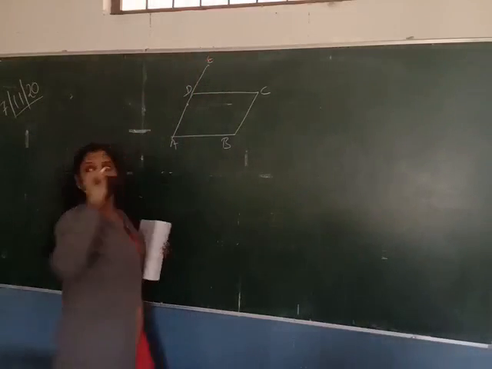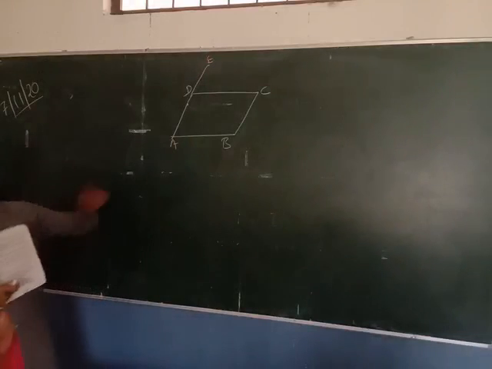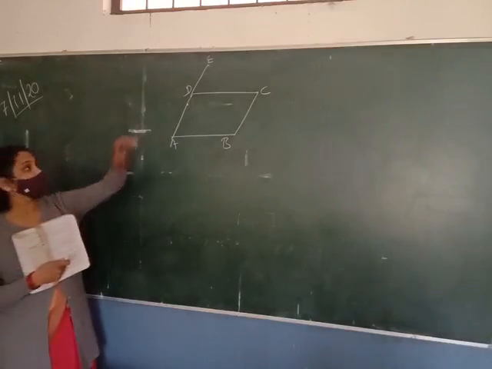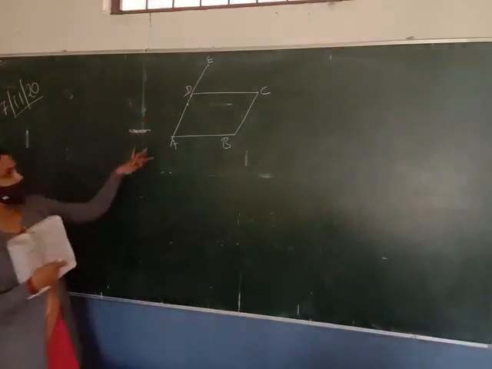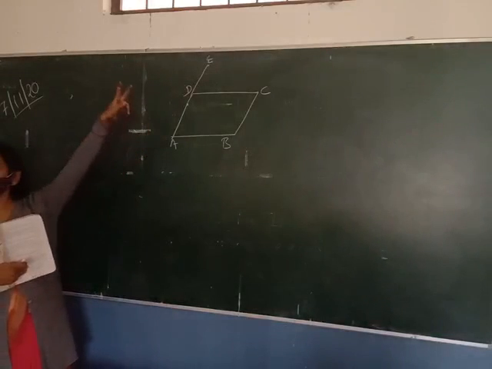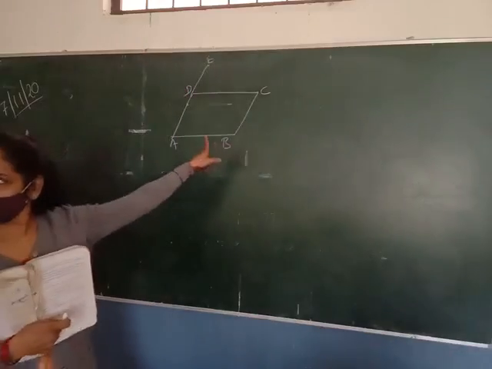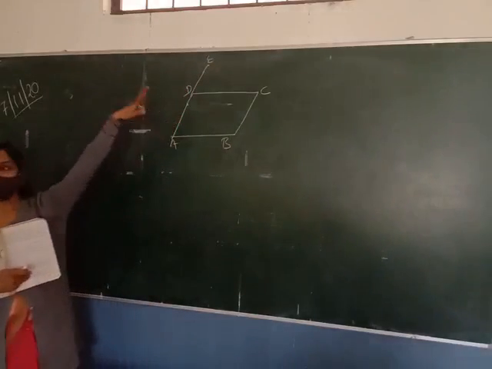If it is written in a question that AD is produced, it means you have to produce in this direction. Or if it is written that DA is produced, it means it has to be produced in this direction. Okay? So AD is produced to the point E.